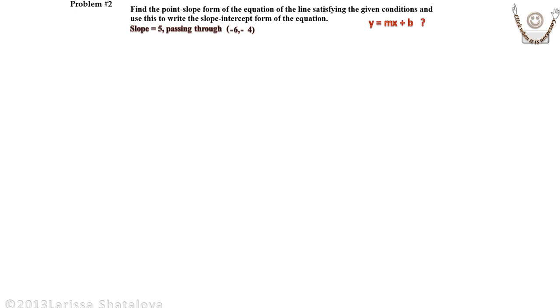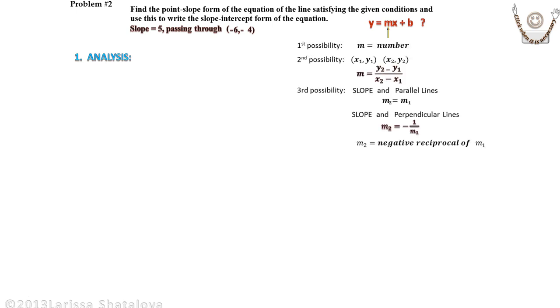Let's make analysis. We are looking for slope. For slope, as you remember, we have three options. The first possibility is slope is known. Second possibility, if we have just 2 points and we have to calculate slope. And third possibility, if we have parallel or perpendicular lines. In our case, in this particular problem, slope is 5. Slope is known, so we have to use the first possibility. Slope is 5. Now we need y-intercept.